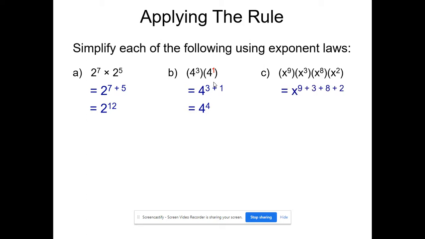Our last example says x to the 9 times x to the 3 times x to the 8 times x to the 2. So they all have the same base of x. So I'm going to add their exponents together. So 9 plus 3 plus 8 plus 2 is x to the power of 22. And that's what you need to know about multiplying exponents.